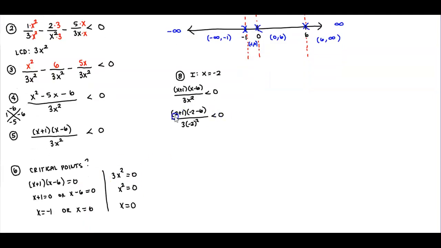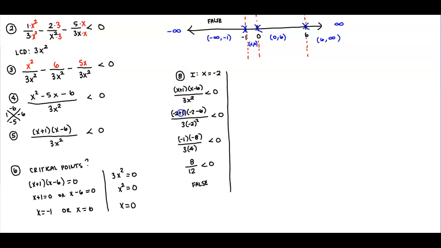If we take -2 and add 1, that's going to give us -1. -2 minus 6 is going to give us -8. And then 3 times (-2) squared is 3 times +4. So -1 times -8 is +8 over 3 times 4, which is 12. We don't need to go any further because we already know it's a positive number and it's not less than 0. So we say that it's false for region number 1.